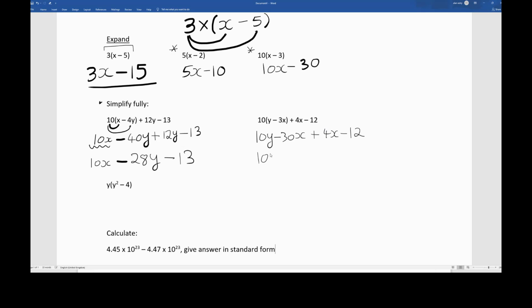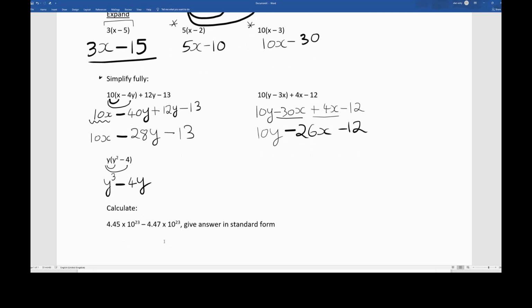So you've got 10y, and then you've got minus 30x plus 4x. What would that be? That would be minus 26x, and then you've got minus 12 on the end. Okay? Then lastly, you've got y times y squared, which is y cubed. And then y times minus 4 is minus 4y. So you have y cubed, take away 4y. Okay, so it's very important that you can do all of those. You'll have questions very similar to that in your assessment.